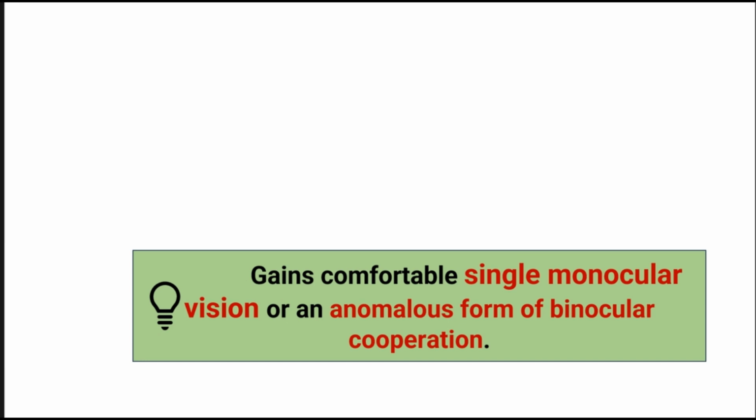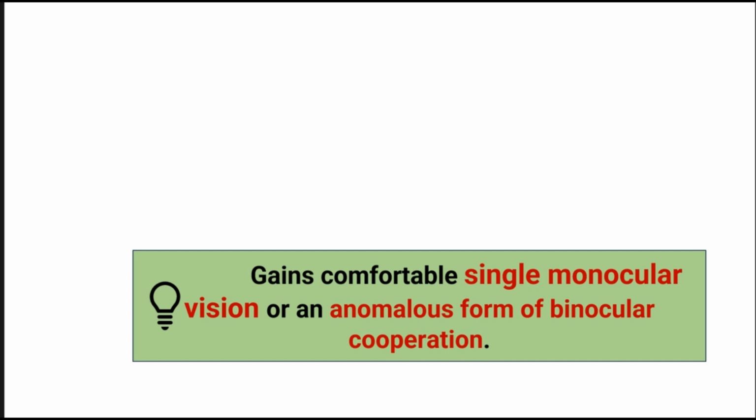Okay, so brain's sensory adaptations are actually a nature's way out of trouble for the patient, who by these mechanisms is actually going to gain some comfortable, remember, comfortable single monocular vision or an anomalous form of binocular cooperation. So by doing this sensory adaptation, the patient will not be able to get the binocular single vision back, but he can deal with the problems that arise because of the absence of binocular single vision.